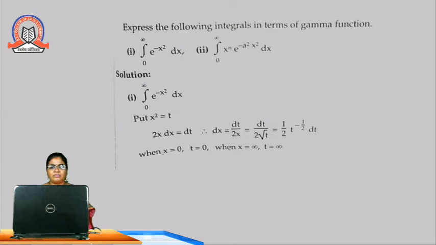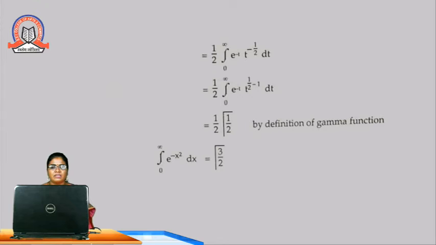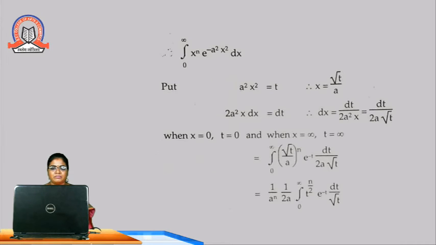Next, express the following integral in terms of gamma function. We want to convert this function to gamma function. So first, for a problem, integral 0 to infinity e power minus x square dx, substituting x square equal to t and changing the limit. Finally, we are substituting and using the definition of gamma function, we are rearranging the given problem and getting the answer as 1 by 2 gamma 1 by 2. After substituting the gamma relation, we are getting gamma 3 by 2.